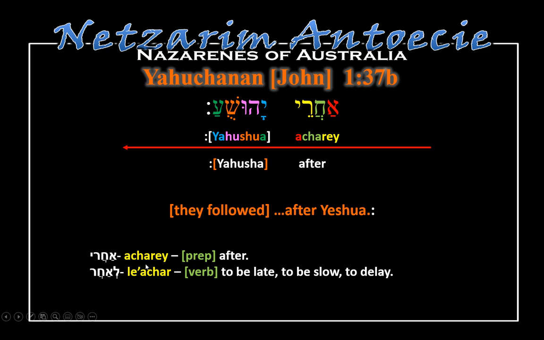Now I've given you achare, which is generally translated, it's a preposition, it means after. And then I've given you le'acher, which is a verb, to be late, to be slow, to delay. Literally, you could say it means to be after, because achar normally means after, right? So therefore, you can understand why it means to be late or to delay.